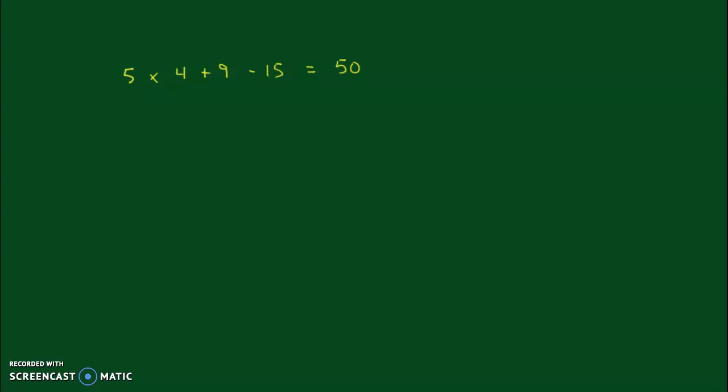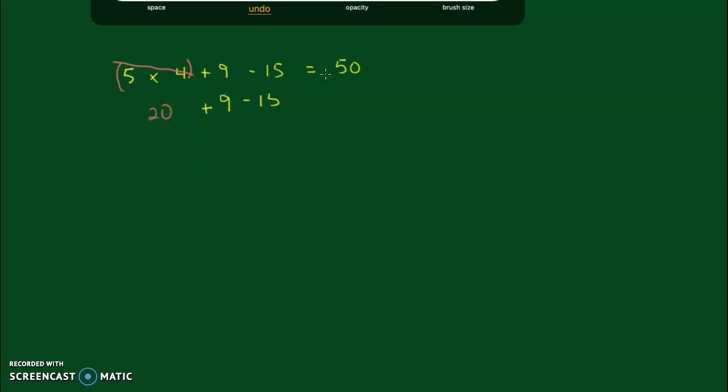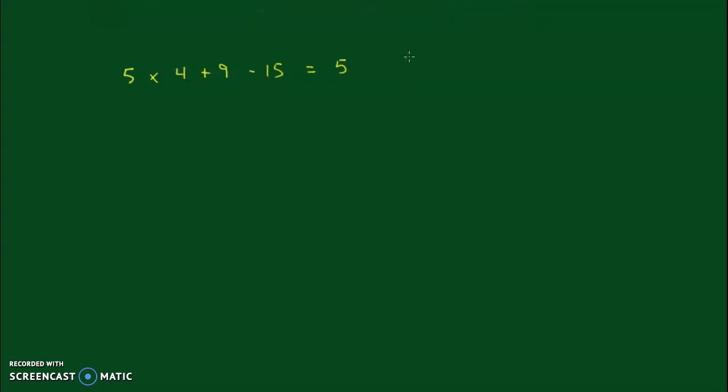And so to do that, 5 times 4 is 20. So I'm done with that. Then I bring down the rest of the problem: plus 9 minus 15. So 20 plus 9 is 29. Done with that. Subtract 15. Now, I'm going to stop there because I can already see that my answer is not going to equal 50. So I have to go back and try another one.